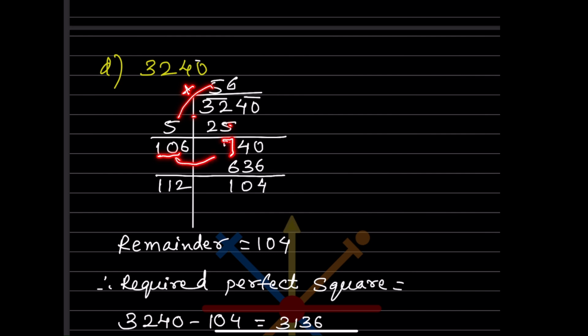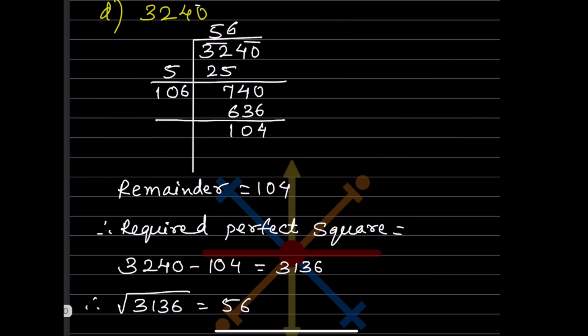So now 7 is smaller, so we'll take down both the numbers here. So here it is going to be 106 into 6, that is 636. If we take 107 into 7, again that is going to be a bigger number. So you need not write this one because here we have the remainder. So this is 104. So the remainder is 104.